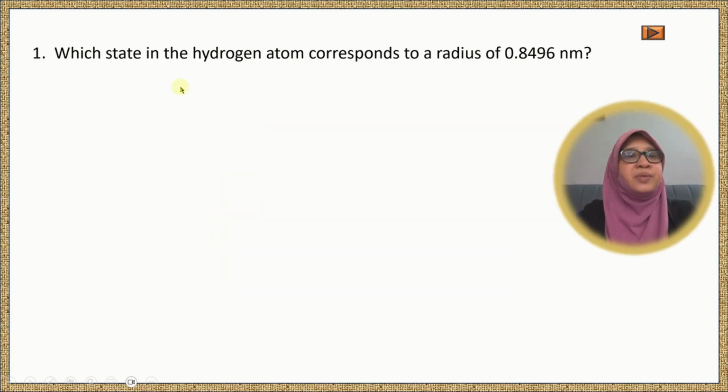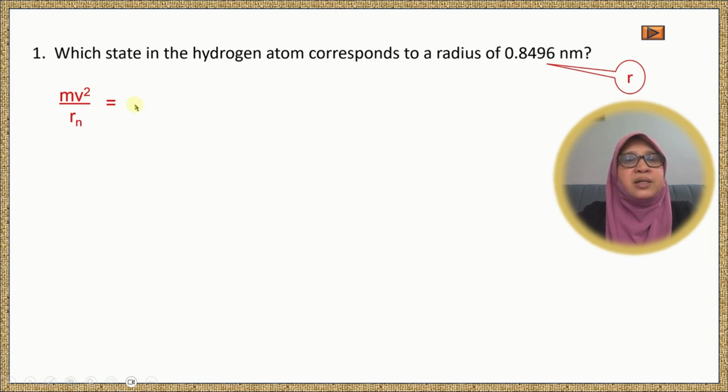Okay, question 1. Which state in the hydrogen atom corresponds to a radius of 0.8496 nanometer? You are given a radius. So we are going to use the centripetal force, because the electron in the hydrogen atom is orbiting the nucleus in circular motion. So we use centripetal force, mv squared over r, which is provided by the electrostatic force.